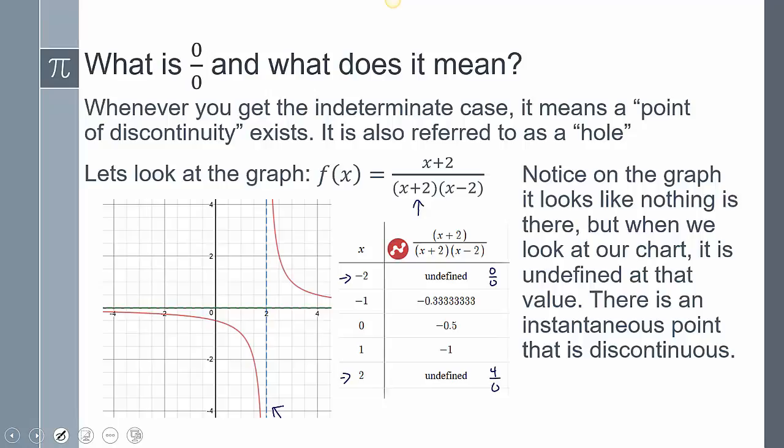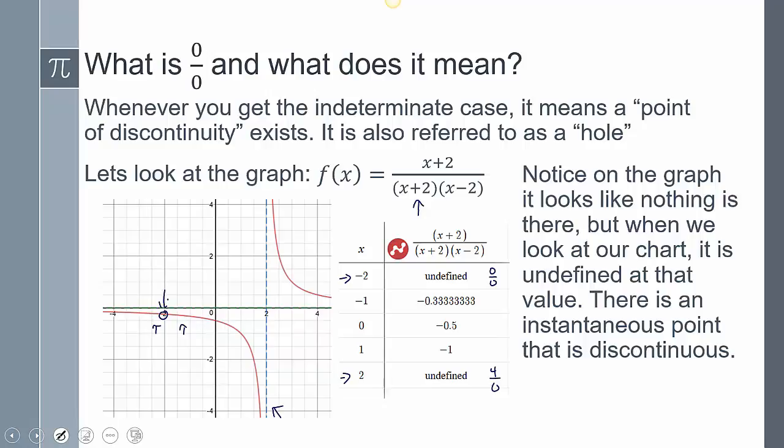But what about that 0 over 0 case? Well, what ends up happening here is as we start plugging in numbers, everything on this side of negative 2 works, everything on this side of negative 2 works, as close as you get to that negative 2. But the moment that you get to that negative 2, it's like this instantaneous hole that appears on that graph. And so that's why we call it a point of discontinuity, because it's an instantaneous point that makes our function discontinuous.